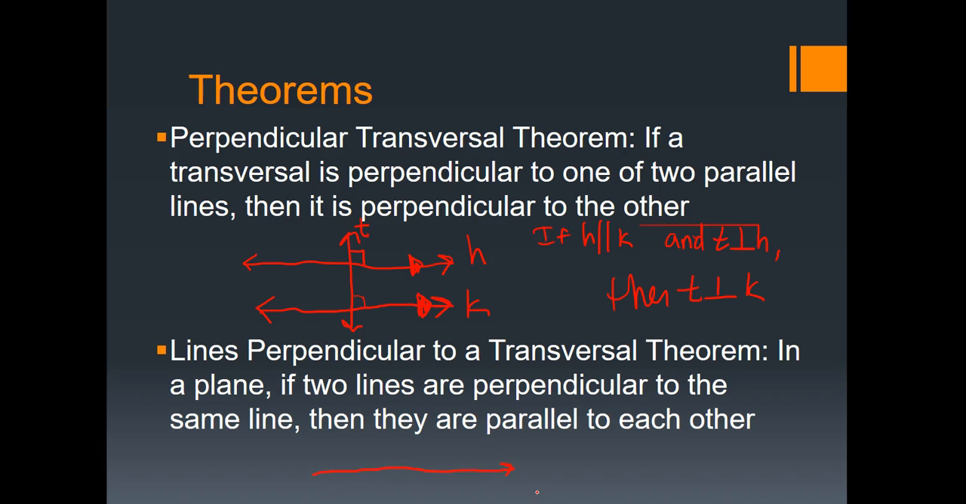Here's my line P, and I have lines M and N. So M is perpendicular to P and N is perpendicular to P. So M and N must be parallel to each other. Okay, so that would be like our corresponding angles converse. These are both right angles, which means they're corresponding, so M and N are parallel. So in words, if M is perpendicular to P and N is perpendicular to P, then M is parallel to N.